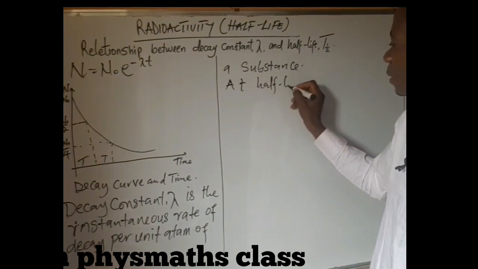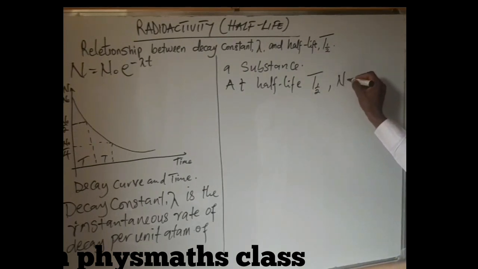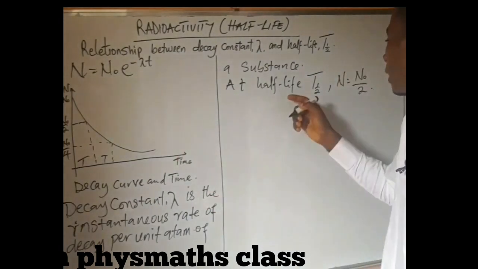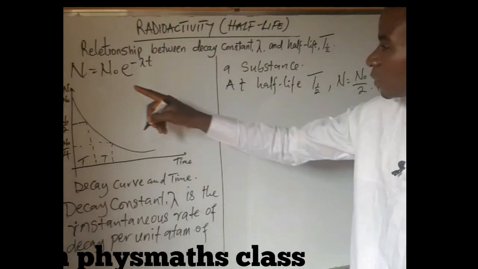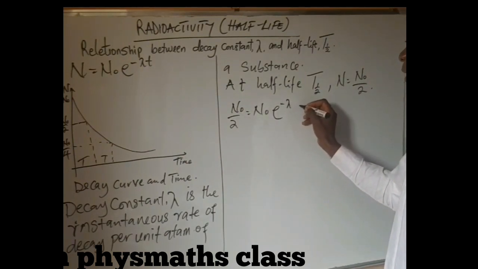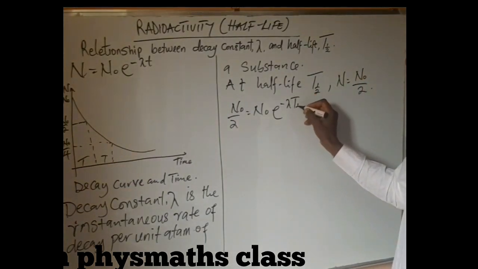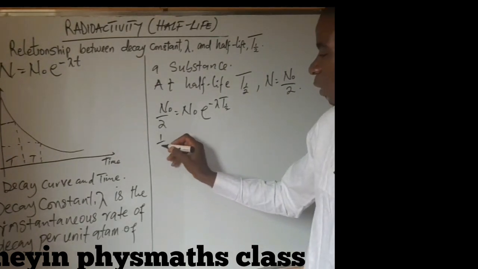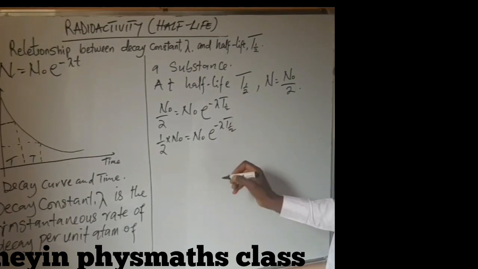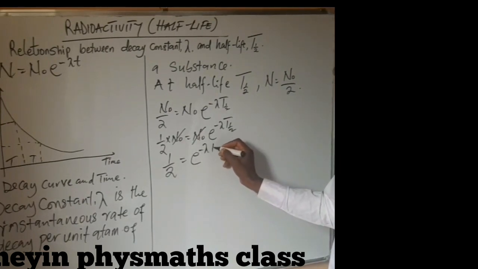Now at half-life, which is t half, then N will be N naught over 2. Now if we substitute this into this very equation, instead of writing N, we now write N naught over 2 equal to N naught e raised to power negative lambda, and instead of writing t, we now write half-life because it's at half-life now. So we have t half, okay? From here, this can also be written as 1 over 2 times N naught equal to N naught e to the minus lambda t half. So the N naught will cancel, and we have 1 over 2 is equal to e to the minus lambda half-life.